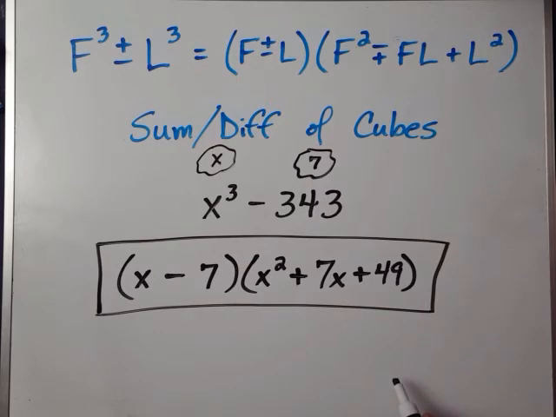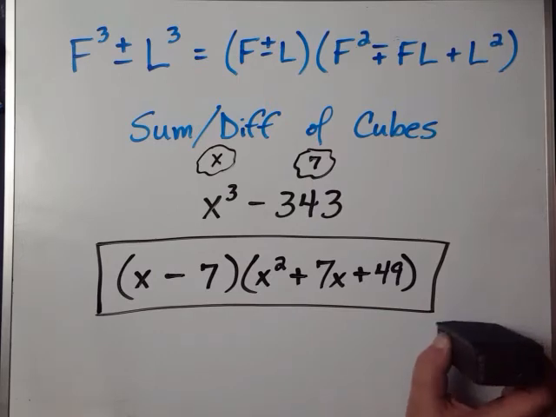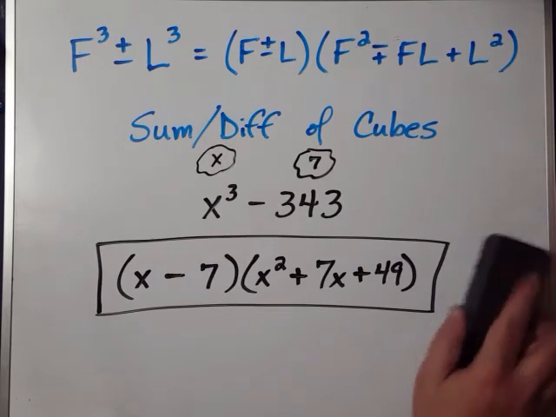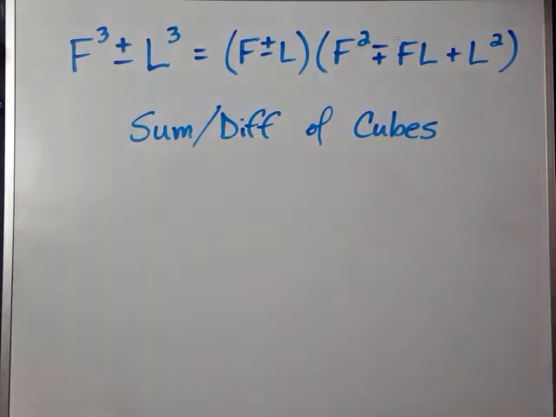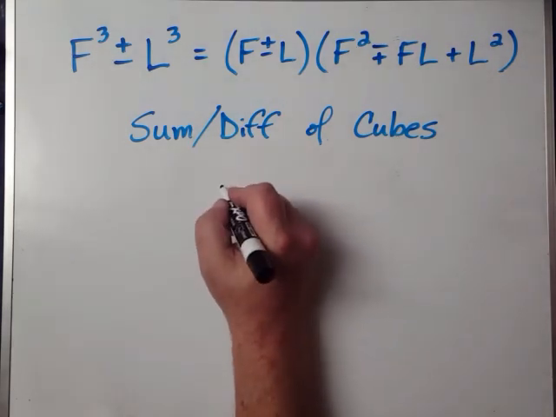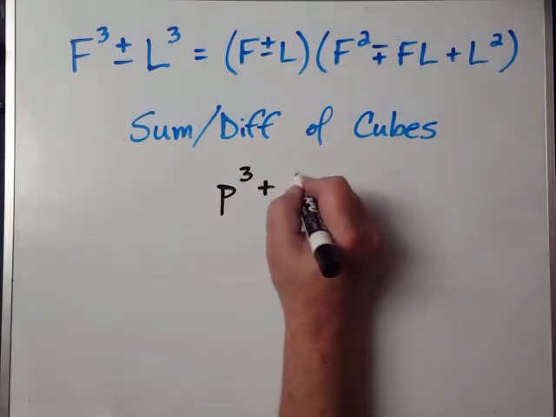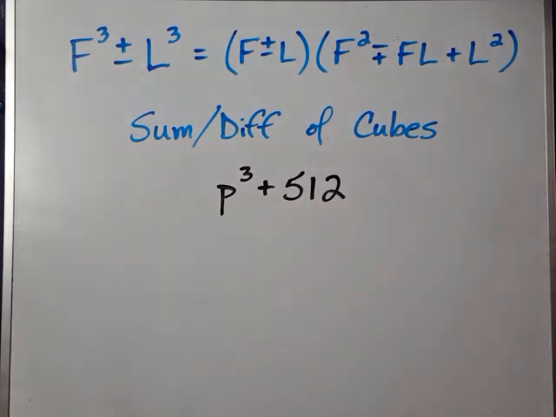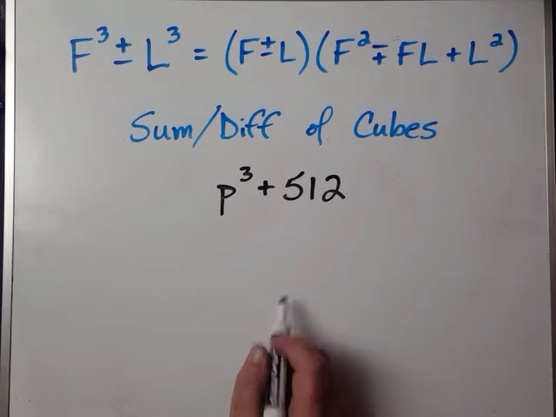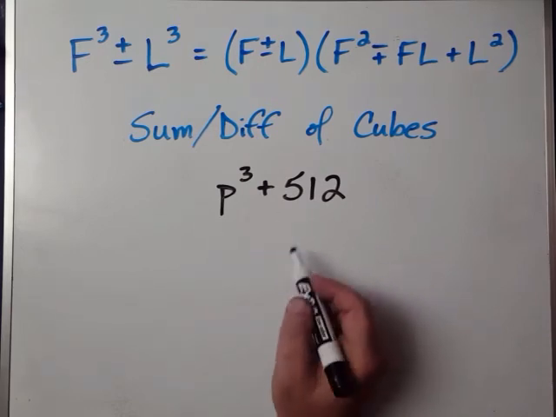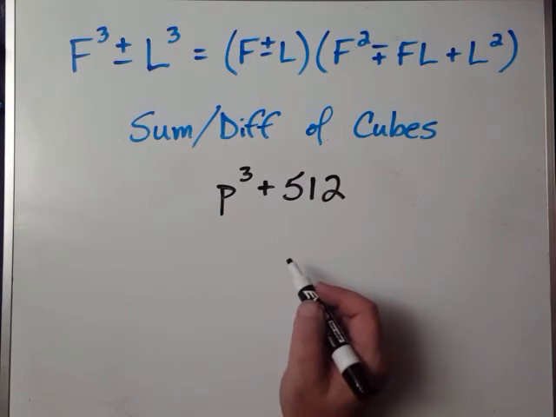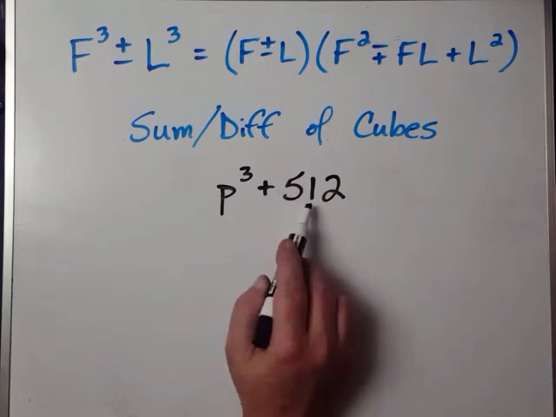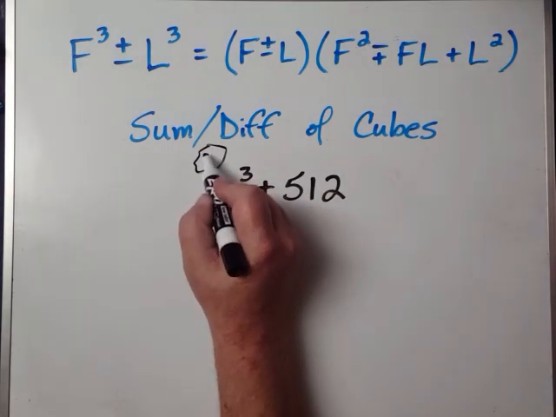Let's do another one. Let's have a look at number 86. I see a binomial. So the things that I ask myself will be, is this a difference of squares? No, it's not. Is this a sum of squares? No, it's not, and a sum of squares would be prime. Is this a sum or difference of cubes? Well, it's a sum, and it is a sum of cubes because this first term is the cube of p.